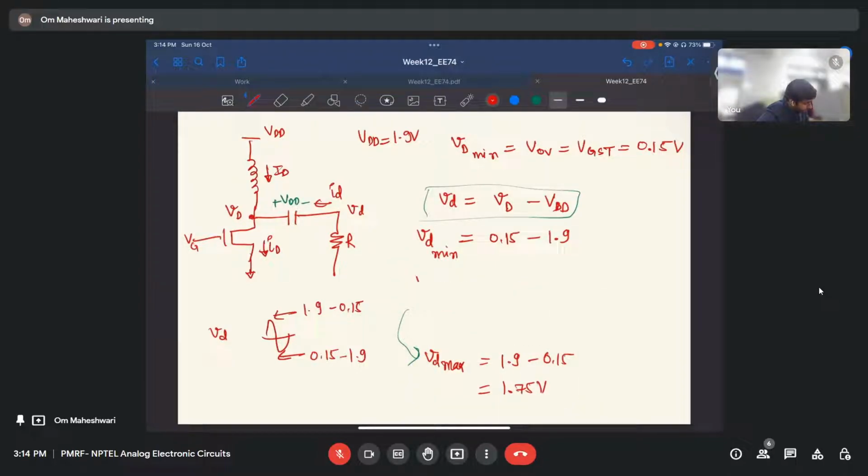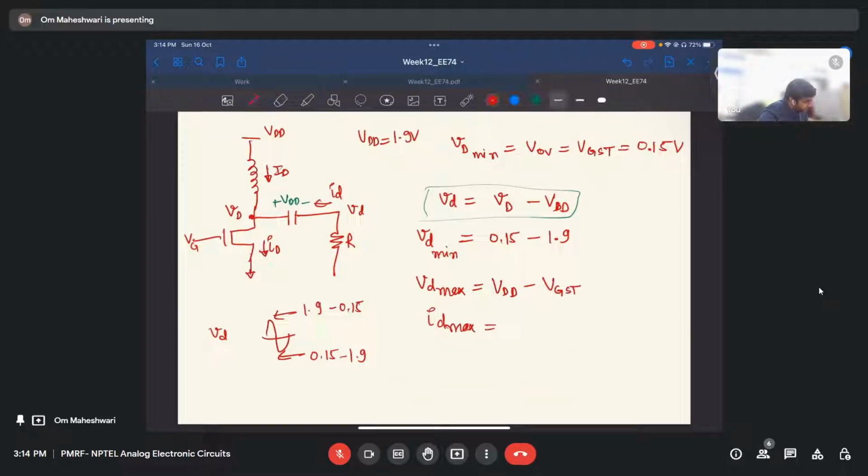Now we know that VD min is this. VD max is VDD minus this VD, which is VGST, right? Therefore, ID max will be VD max by R. This ID is the current flowing through this, so it will be maximum when VD is maximum, and it is simply VD by R.